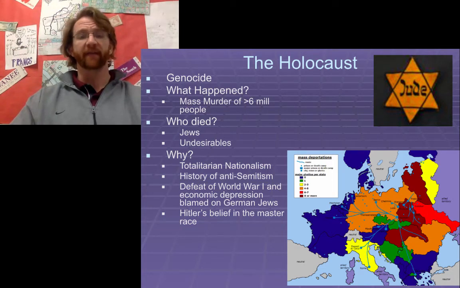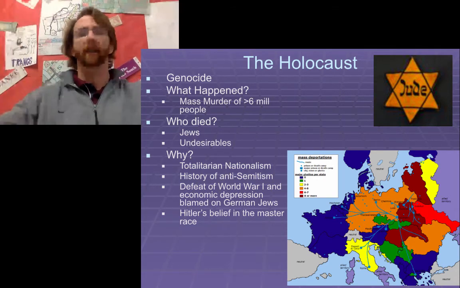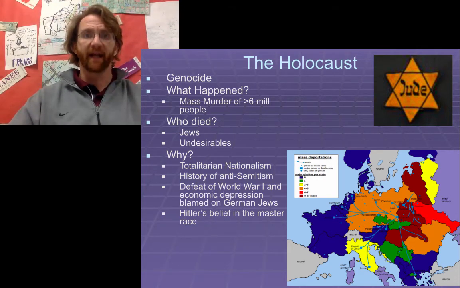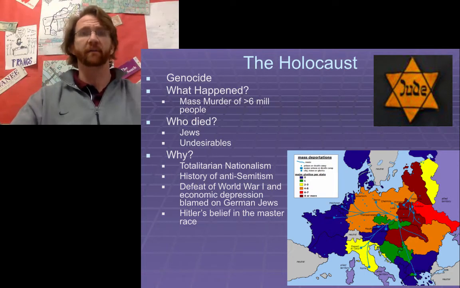And Hitler's belief that the Aryan race, even though he misused the word Aryan, Hitler's belief that the Aryan peoples were the master race, were the pinnacle or the best race in all the world. It was pretty common, actually, at the time to believe that there was a racial hierarchy in the world. And at the top of that, Europeans often saw themselves at the top.